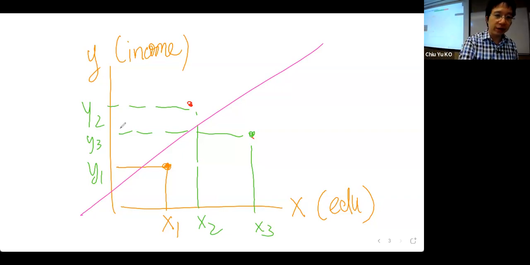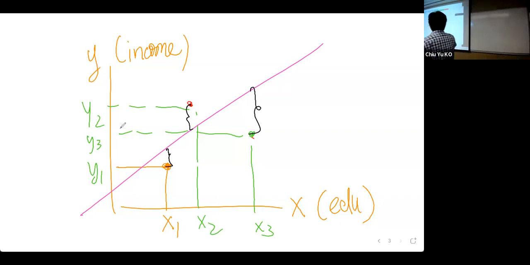So we want to find the line such that this distance, you square it. Squared means that whether above or below, it's the same. The squared distances, added up, are minimized. So that's the question.